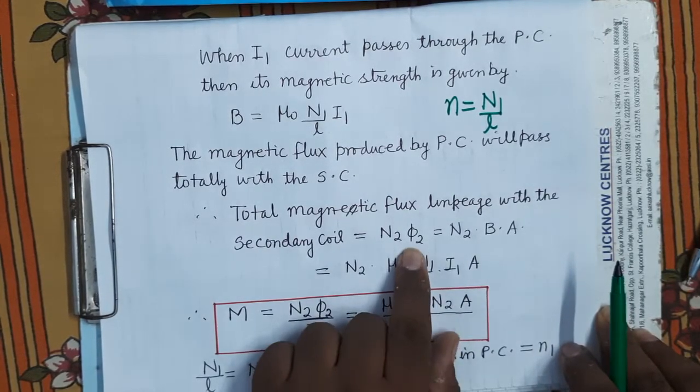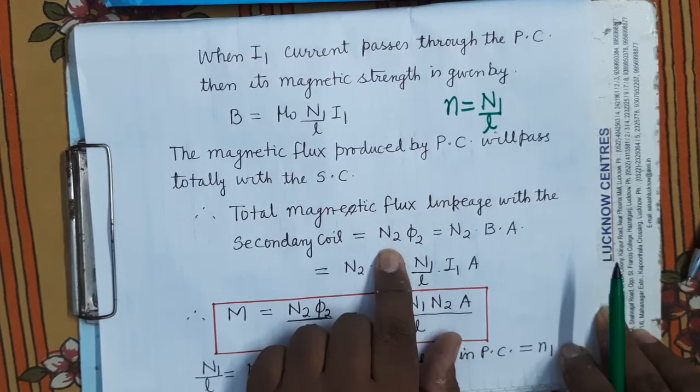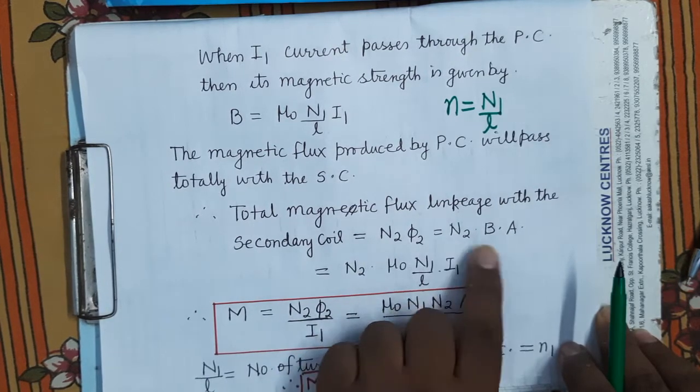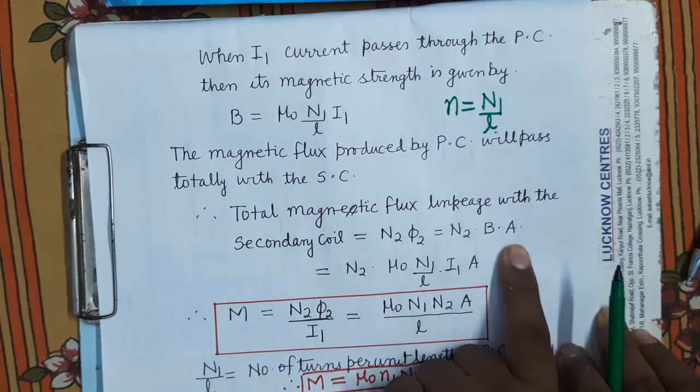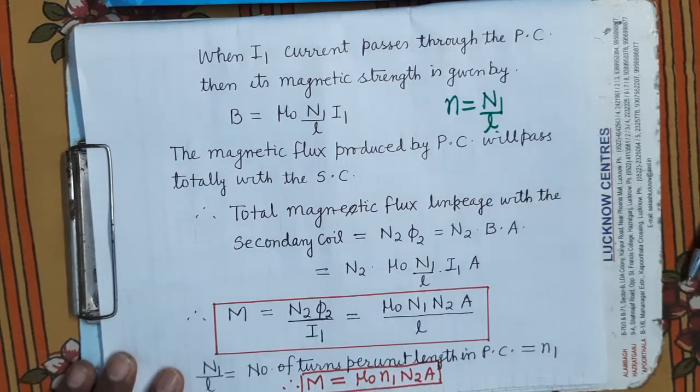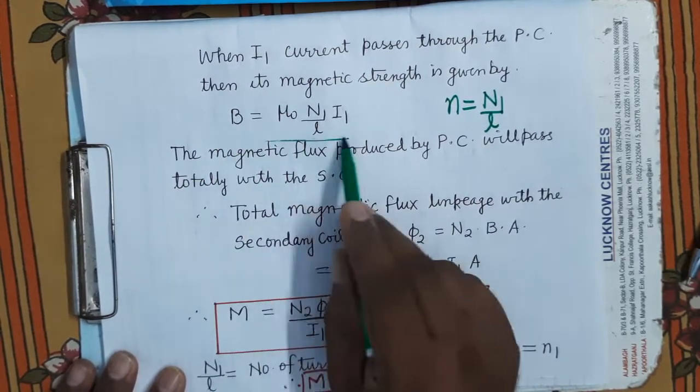Through each turn, how much flux is passing? Phi 2. Having how many turns? N2. So N2 into Phi 2. This we can write as N2 into B into A. What is B here? B is this. So you substitute the value of this.